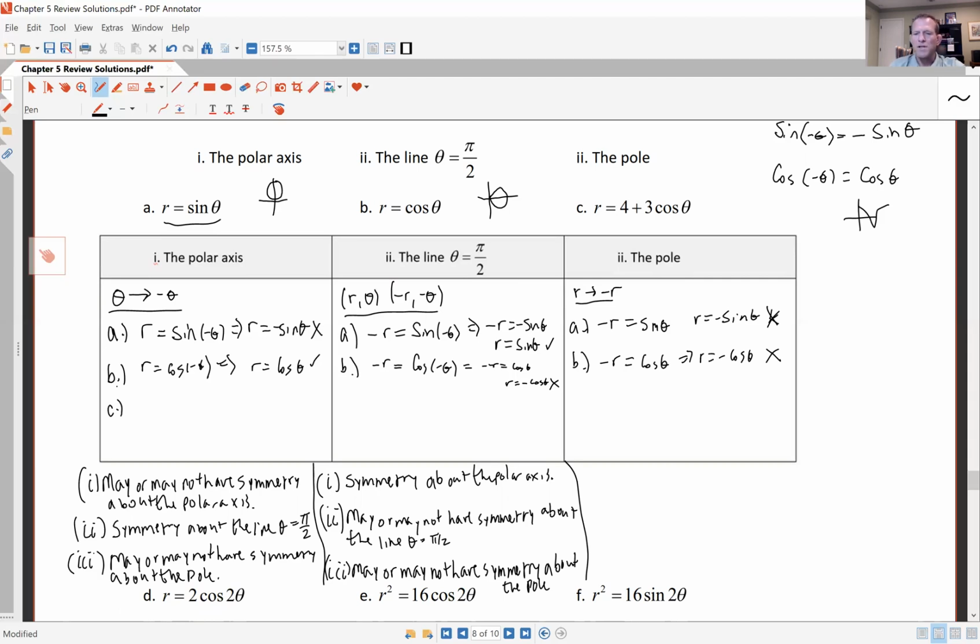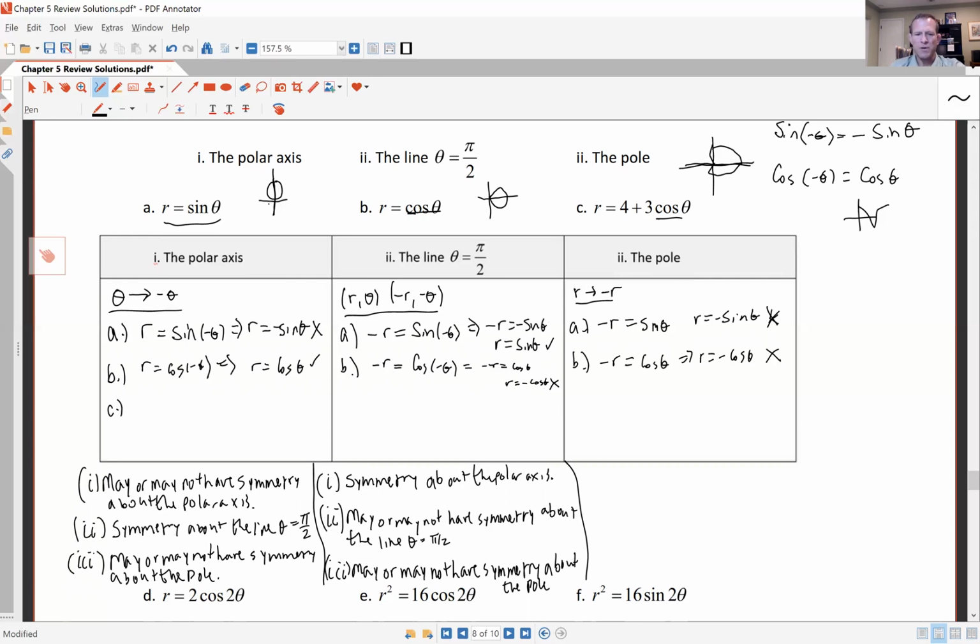C, r equals 4 plus 3 cosine theta. We should recognize this one from our work with graphs, that this is one of those heart-shaped graphs that look like this. Remember, the cosines always have this symmetry about the polar axis, whereas the sines have the symmetry about the line theta equals pi over 2.